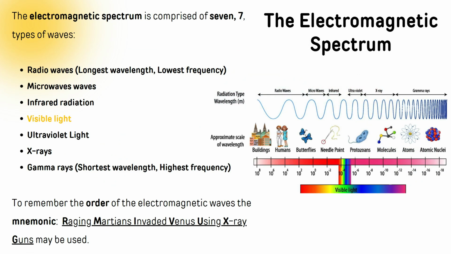The electromagnetic spectrum is comprised of 7 types of waves: radio waves, which have the longest wavelength but the lowest frequency; microwaves, infrared radiation, visible light, ultraviolet light, X-rays, and gamma rays, which have the shortest wavelength but the highest frequency. To remember the order of the electromagnetic waves, the mnemonic "Raging Martians invaded Venus using X-ray guns" may be used.